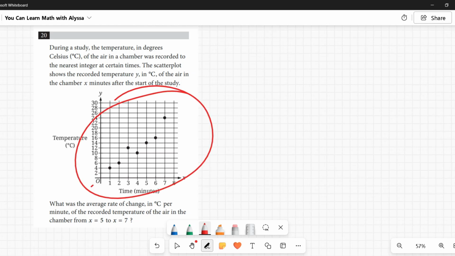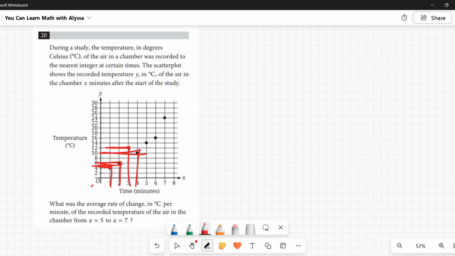So all the other information that's here, it's good to know what a scatter plot is. A scatter plot is a way to present data that was recorded. Here they are saying after 1 minute in the chamber, it was 4 degrees. After 2 minutes, it was 6 degrees. After 3 minutes, it was 12. After 4 minutes, it was 10. That's all it's showing, the time in minutes and the temperature in degrees, so that we can see that data.